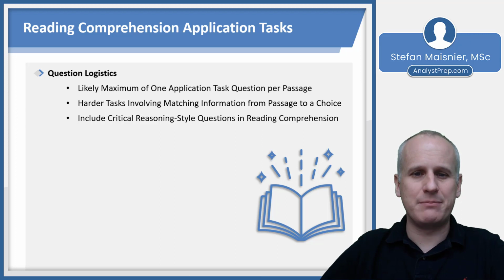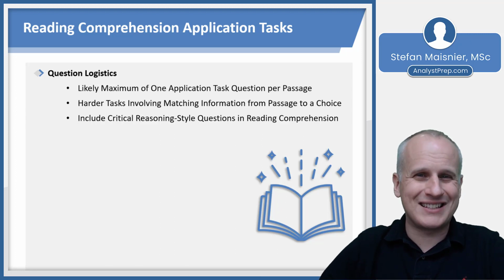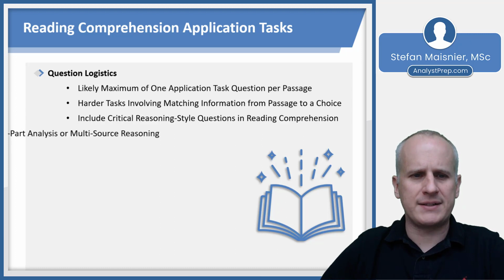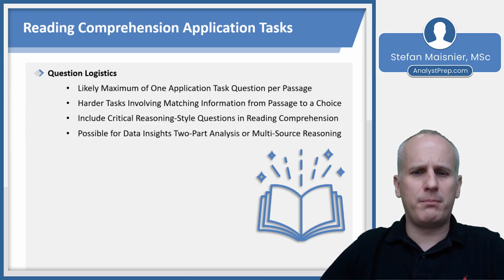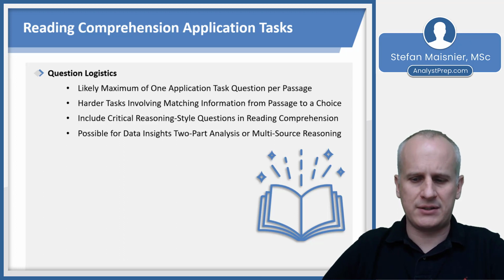And they can actually be critical reasoning argumentation style questions in reading comprehension, where they ask you to basically strengthen, weaken, explain, find a flaw, or find an assumption for some sort of argument or argument-like structure within the passage. And they are also possible data insights, two-part analysis, or multi-source reasoning tasks as well.